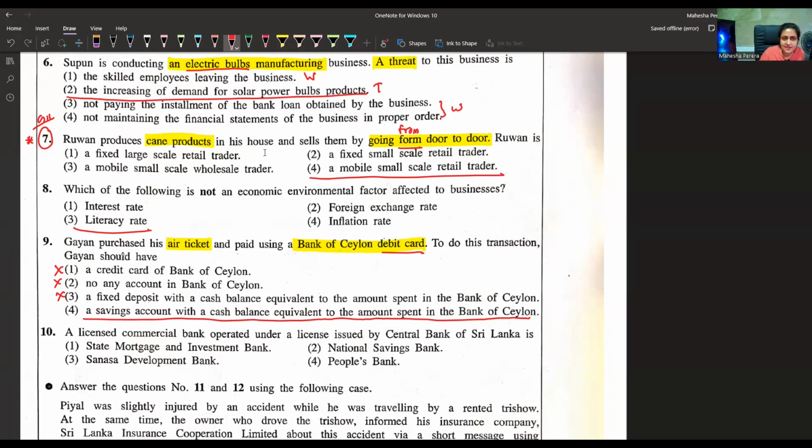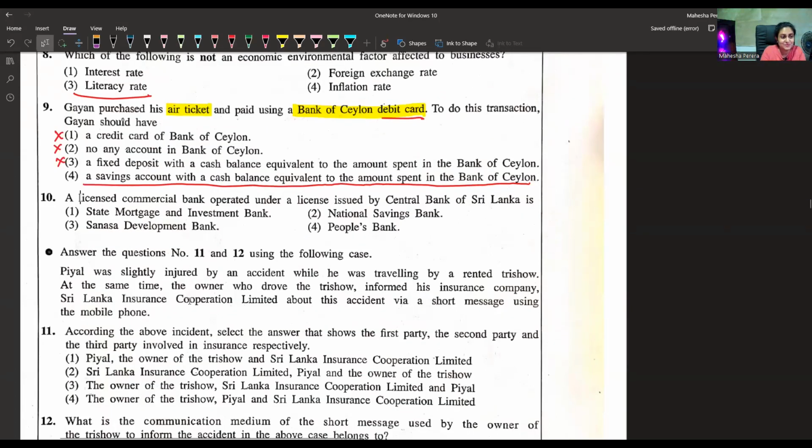Okay, let's go to the 10th one. I need answers from you, especially from grade 10s, because these days actually we were learning commercial banks and we wrote a note also. Look at this question. Hurry, look at this.